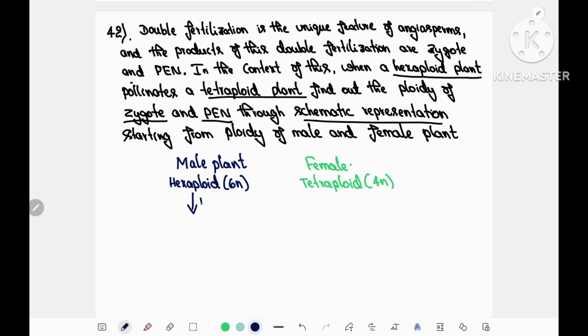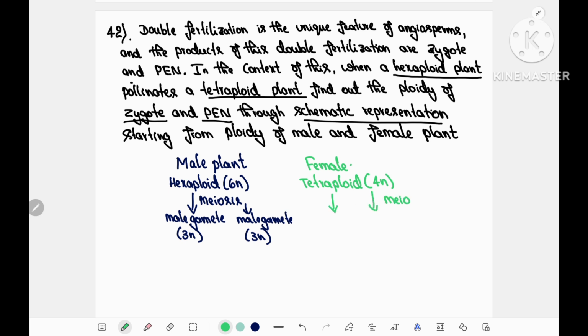When the hexaploid plant undergoes meiosis, that is, the microspore mother cells undergo meiosis, they produce male gametes. Two male gametes will be produced and the gametes will have the ploidy half of the mother cell, so that is 3N. Both of the male gametes have 3N ploidy, whereas the female will produce gametes upon meiosis.